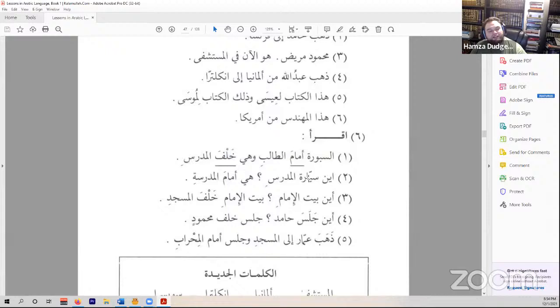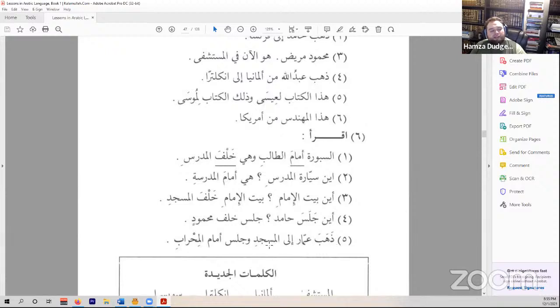Okay. أين سيارة المدرس؟ هي أمام المدرسة. So where's the teacher's car? It's in front of the school. أين بيت الإمام؟ بيت الإمام خلف المسجد. So where is the house of the imam? The house of the imam is behind the mosque. أين جالس حامد؟ Where is Hamid sitting? جالس خلف محمود. He's sitting behind Mahmoud.